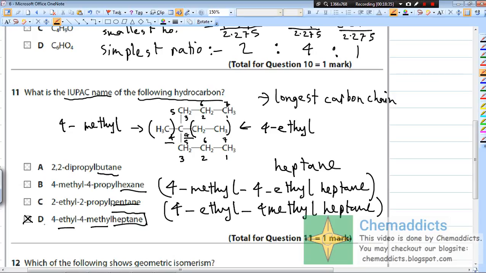There are some questions where heptane is given in two or three options. Suppose these three names contain heptane, then we need to analyze more deeply in order to find the actual name.